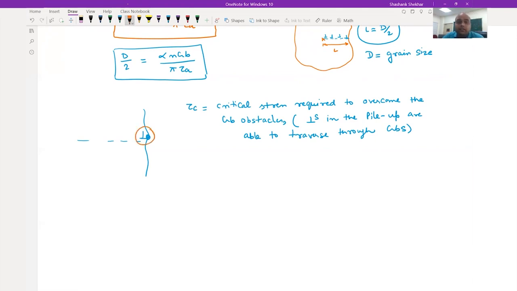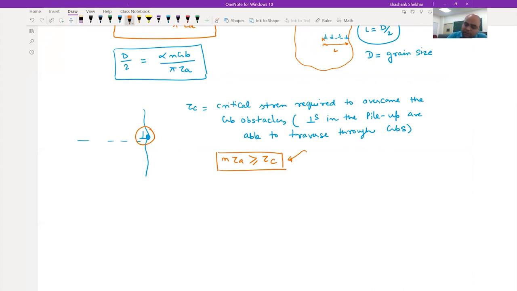leading dislocation? N tau a. So N tau a has to be greater than or equal to tau c. If the stress at the leading dislocation is higher than the critical stress required to overcome the grain boundary, then these dislocations can actually burst through the grain boundary. And that relationship will be given by this particular equation. It has to be minimum tau C, so it is greater than or equal to tau C.